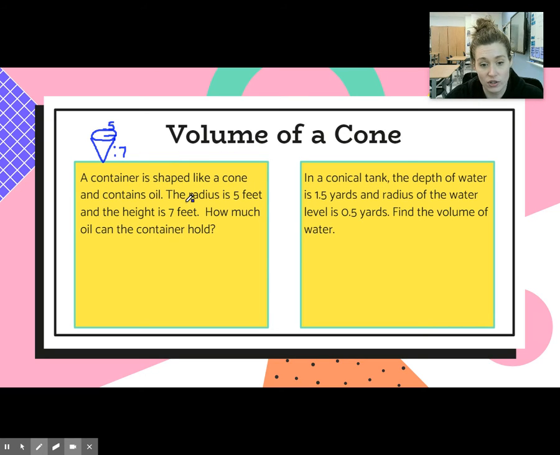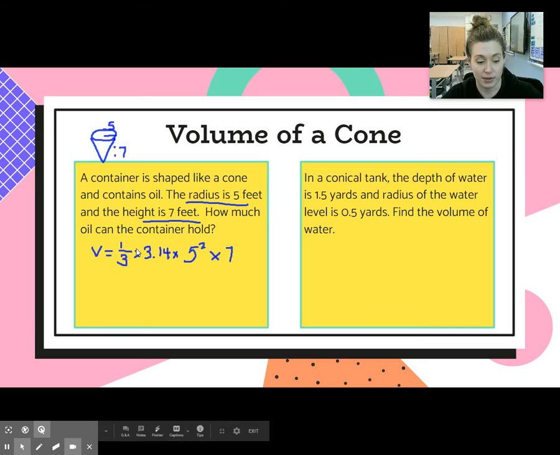We otherwise just know the radius goes in for R and the height goes in for H, and we plug it into our formula. Volume equals, since it's a cone, we do the 1/3 times pi times the radius, which it tells us is 5 squared, times the height, which is 7. So we just plug in height for H and radius in for R. And then we just go back to our calculator and plug it in.